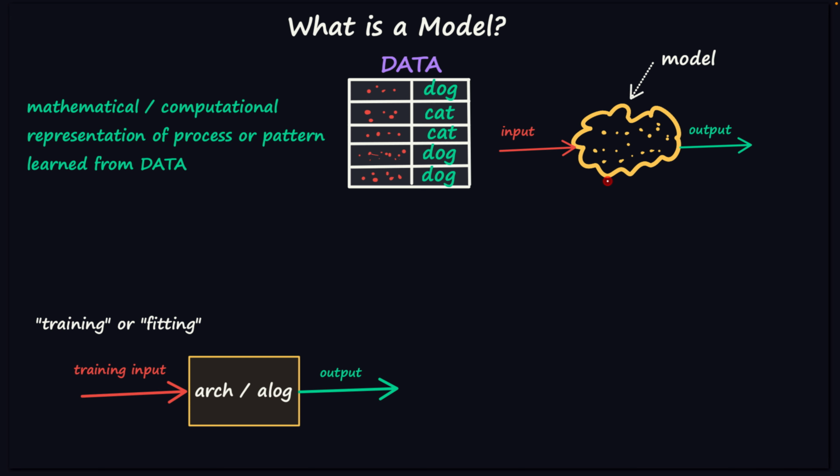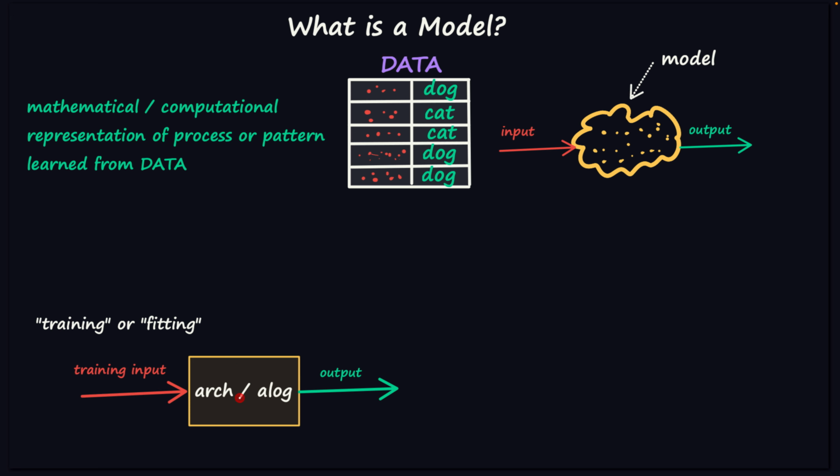Now, in order to create this model, we need two things. First, we need to pick an architecture or algorithm that is suitable for this task. When I talk about an algorithm, I'm referring to things like decision trees or classification algorithms. And when I'm referring to an architecture, I'm referring to things like neural network architectures and many other similar architectures that are used for creating AI models. So we need to pick an architecture or algorithm that is suitable for this task.